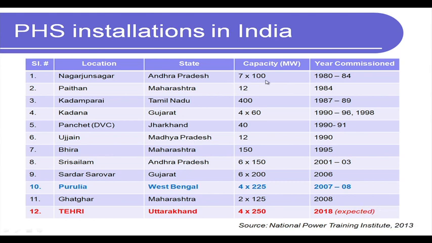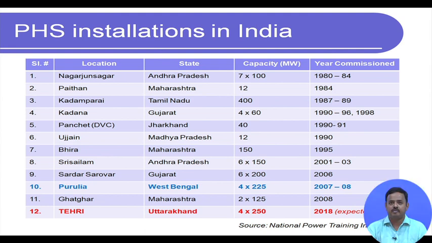So, the first one was in Nagarjuna Sagar in Andhra Pradesh, and the capacity was 700 megawatts, quite a lot, and this was done in 1980 to 84. Also, you will see that in India, of course, recently there has been a change, but there have been planning commissions every 5 years, and that is when most of these installations are sanctioned. So, all these installations, if you look at the periods, they coincide with some planning commissions, right.